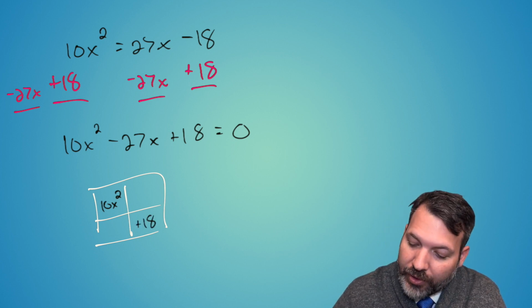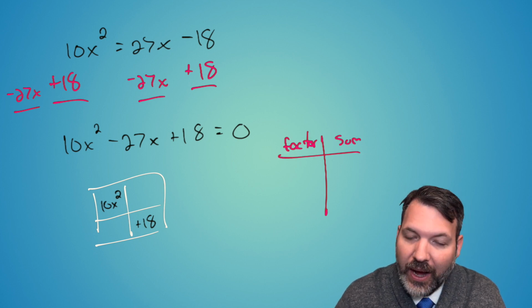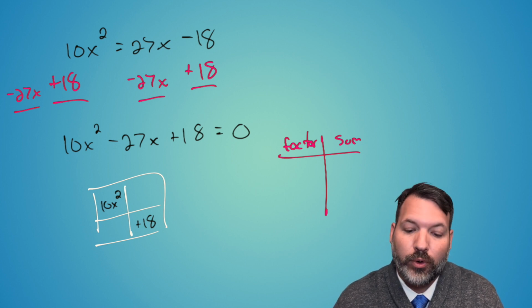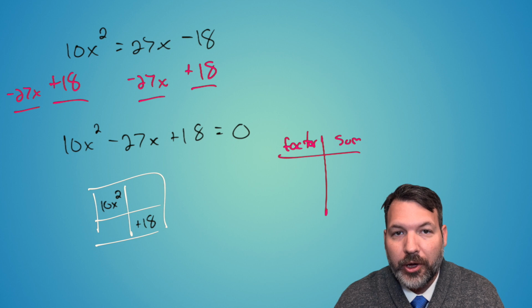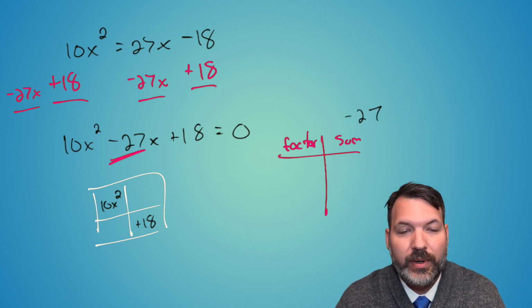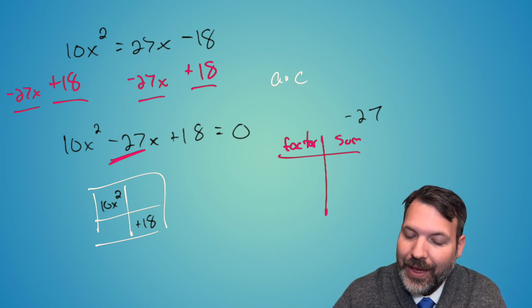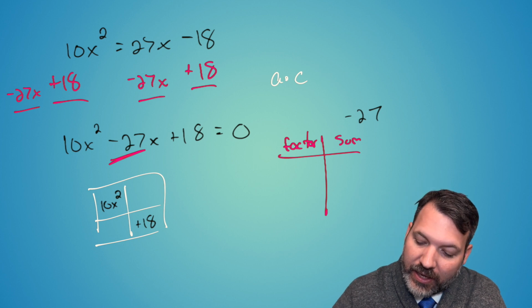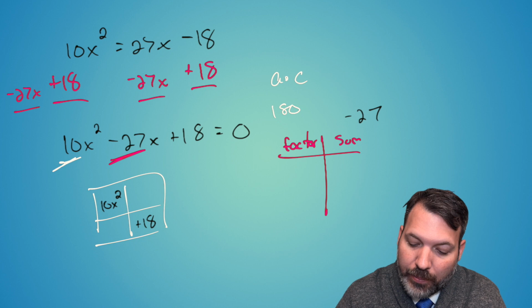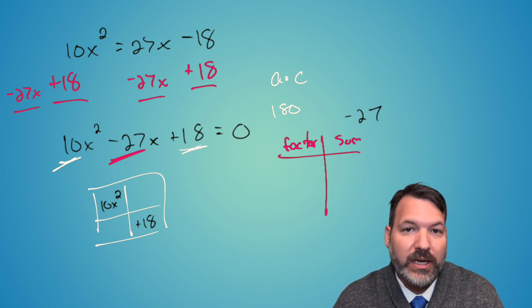And the only other thing we need to figure out is what numbers fill in those other two boxes using the factors and the sum process that we just looked at for both monic and non-monic trinomials. We want the sum to match this middle term. That is, we want the sum to be negative 27. But of course, we want the product to equal A times C. In this case, 10 times 18 is 180. So we need two numbers that multiply up to 180, positive 180, but add up to negative 27.